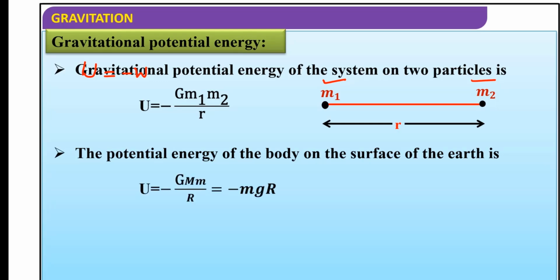This GMm by r we can also write as mgr, because gravitational acceleration is GM by r square. So if we keep one r with small g, then this minus GMm by r can be written as minus small mgr. I hope it is clear. Gravitational potential energy.